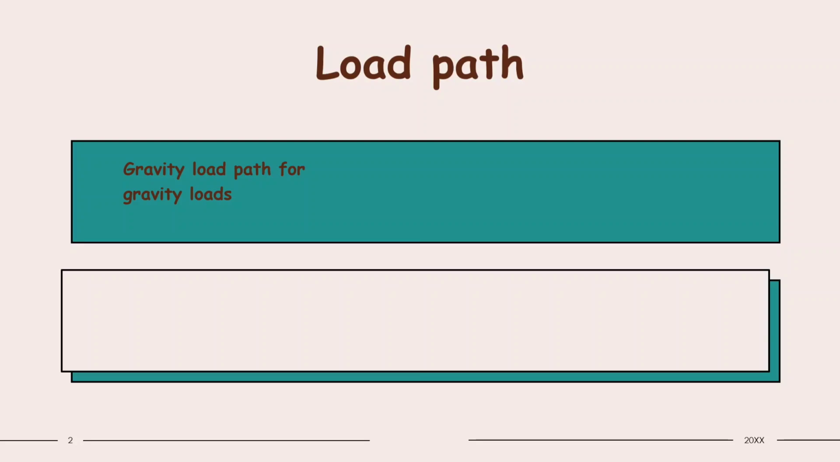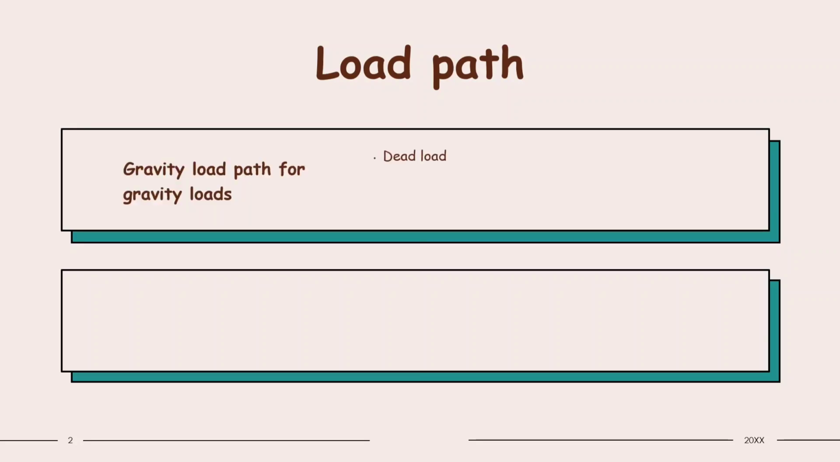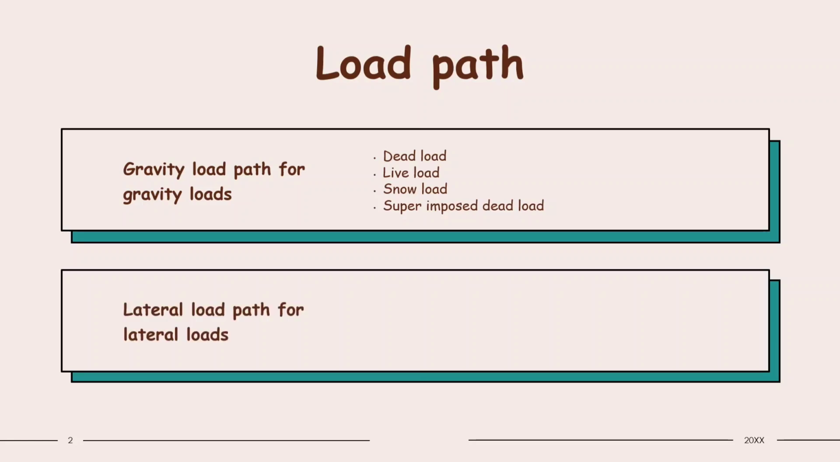First, let's talk about load path. A load path is the route that load follows through a structure. Any kind of load will transfer through different structural members and eventually transfer to the soil. That is called a load path, and it is mainly categorized into two parts: gravity load paths, which include dead loads, live loads, snow loads, superimposed dead loads, etc. And another category is the lateral load path, which transfers lateral loads, which are wind load and earthquake load.